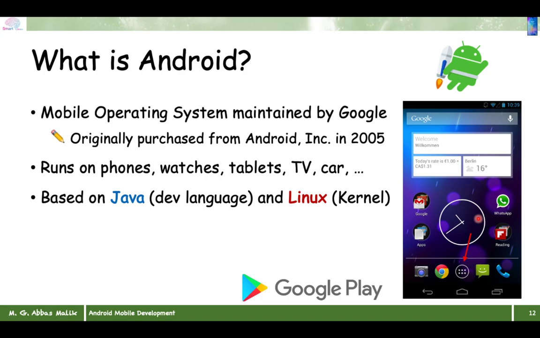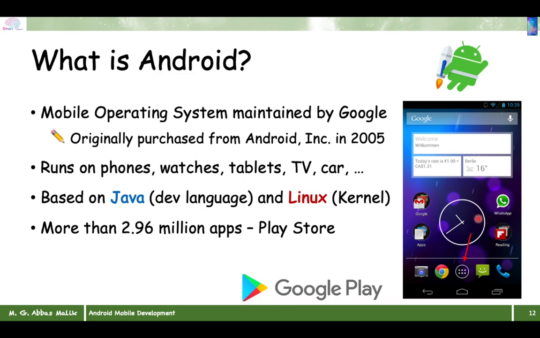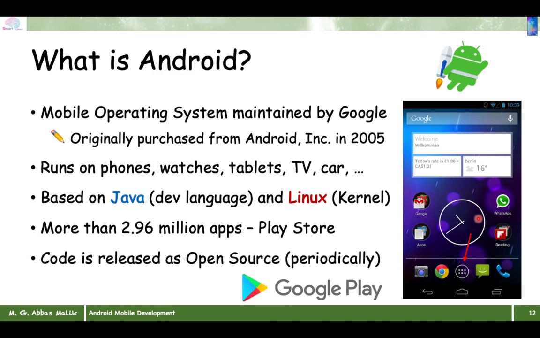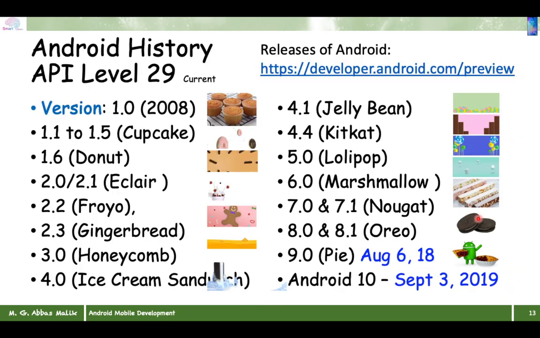The core system behind the Android system is a Linux kernel, and it is based on the Java programming language for development. There are more than 2.96 million apps now in the Play Store. The code is released as open source periodically. What does that mean? Let me give you an idea about the history.